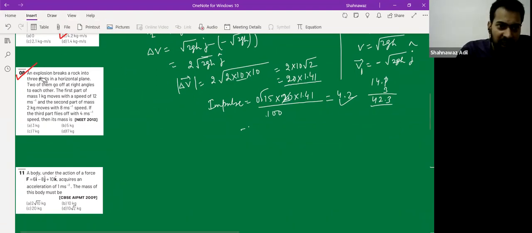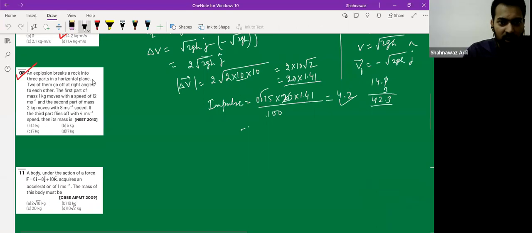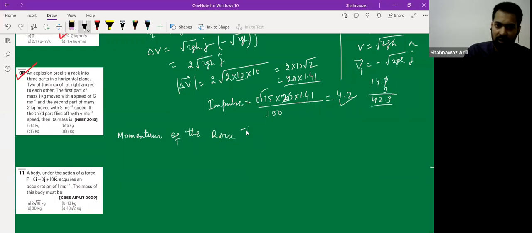So the idea is that an explosion breaks a rock into three parts. Before the explosion, what was the momentum of the rock? Momentum of the rock before the explosion.